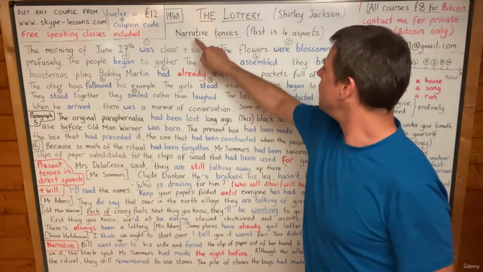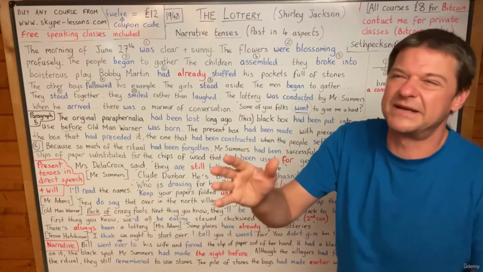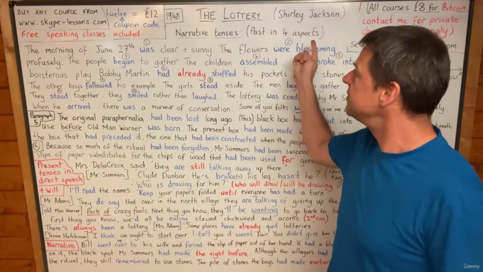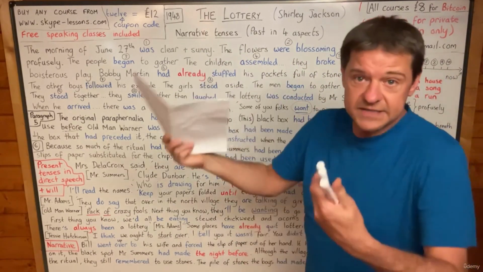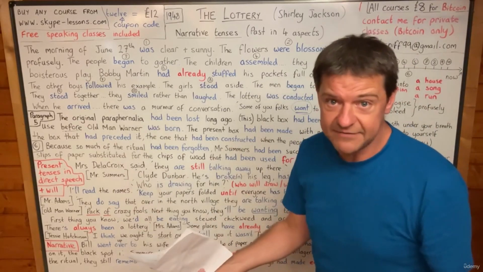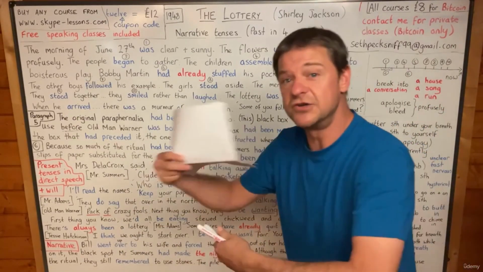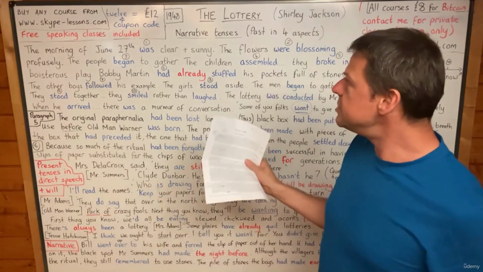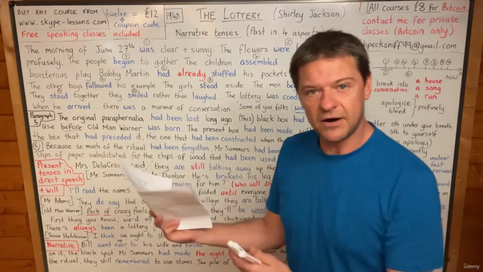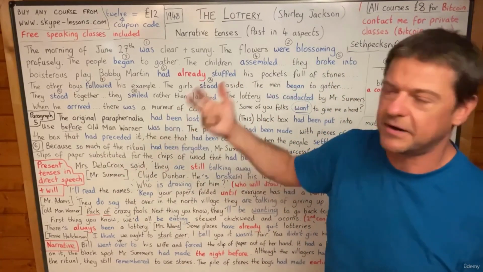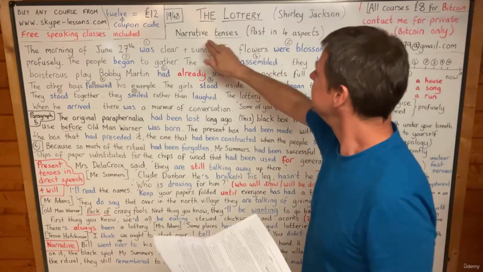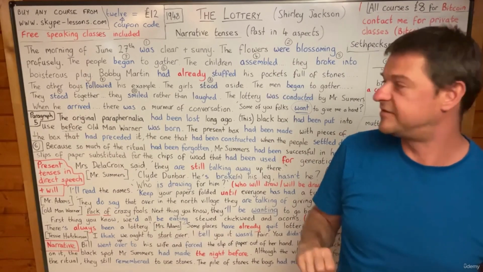Now, we call the four past tenses, or perhaps better to say past tense in four aspects, the narrative tenses. And it's because when you tell a story, when you tell a narrative, when you are a narrator narrating a story, you usually use past tense, and you usually use past simple, past continuous, past perfect. So that's why we call them the narrative tenses.